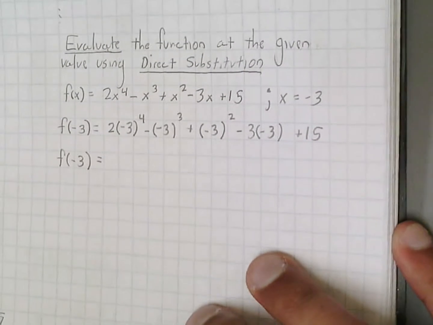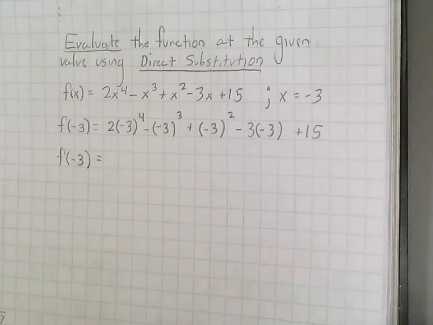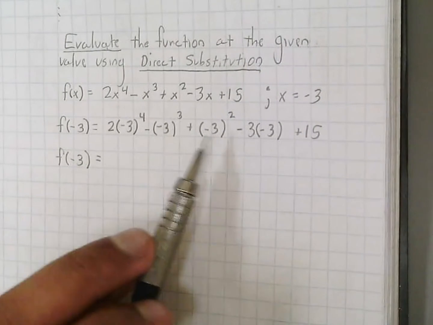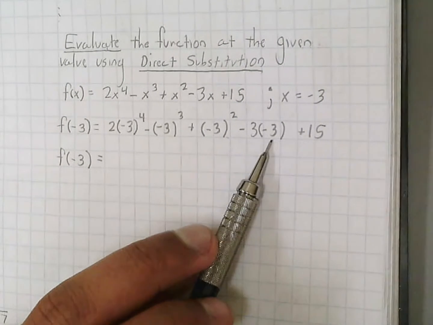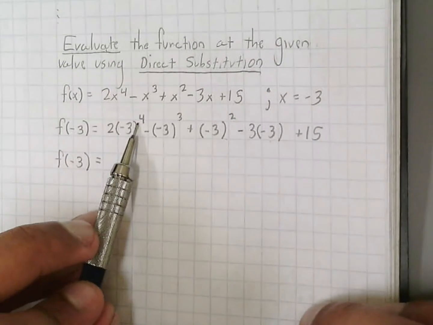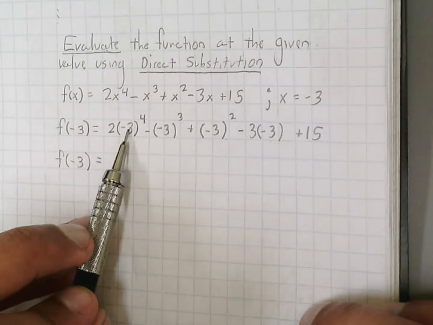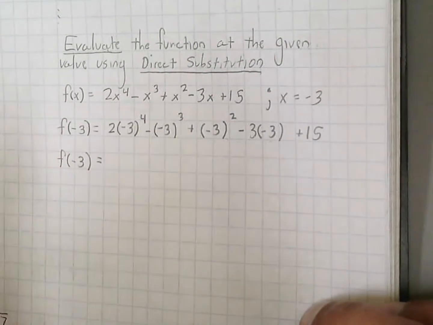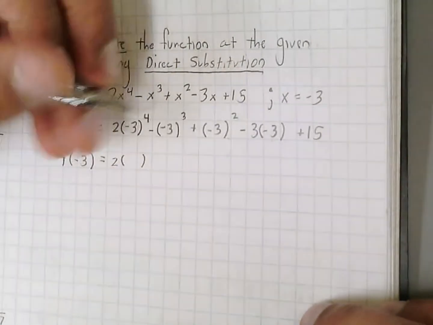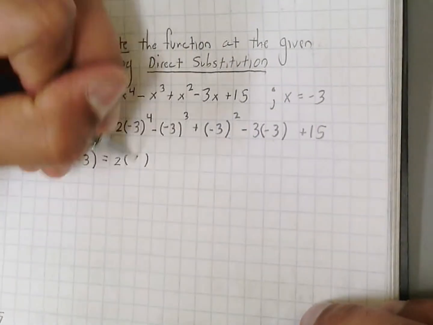Now we just use order of operations to simplify this. First we check parentheses. The only thing in parentheses is a constant, -3. Nothing we can do there. Exponents next. -3 to the 4th. Anytime I raise a negative to an even power, it's going to be a positive number. So 3 to the 4th is 3 times 3 times 3 times 3, which is 81.